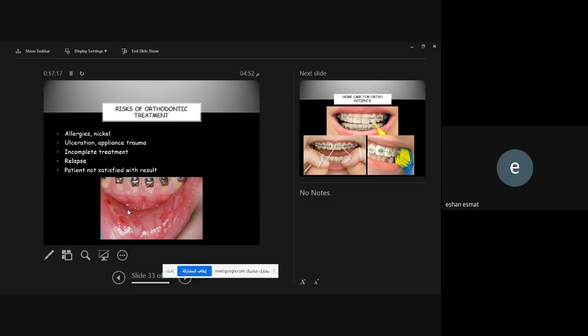Also, when you finish the treatment, we give them appliances to wear to keep the teeth stable. If the patient doesn't care about it, all the treatment will relapse. The patient may not be satisfied with the results. This is important. Most patients don't understand what the orthodontist does. The orthodontist tries to correct the teeth, correct the occlusion, and keep the TM joint in a healthy position, but the patient just cares about the corrected teeth. So you must talk a lot with the patient before starting.